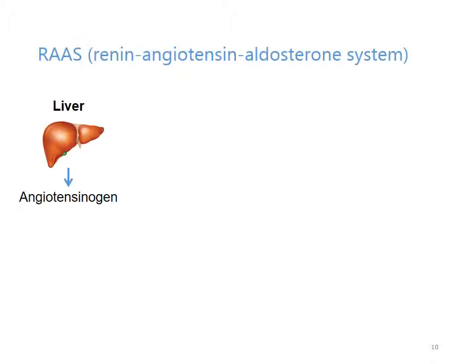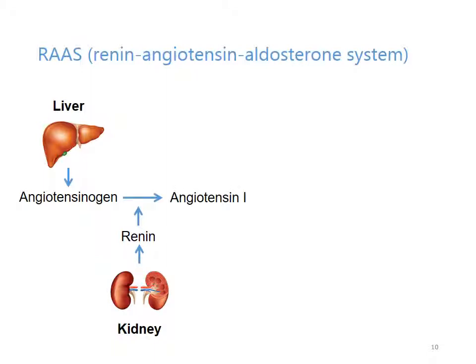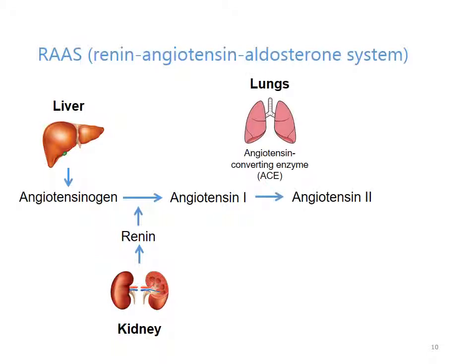Angiotensinogen is a plasma protein produced by the liver. In response to certain stimuli, the kidneys secrete an enzyme called renin. Renin converts angiotensinogen to angiotensin 1. At the lungs, angiotensin 1 is converted by the angiotensin converting enzyme into angiotensin 2.